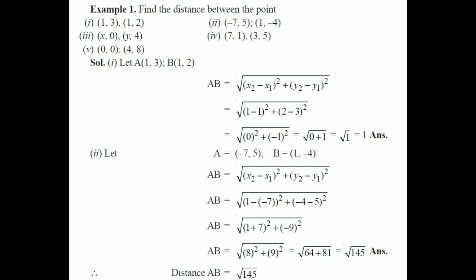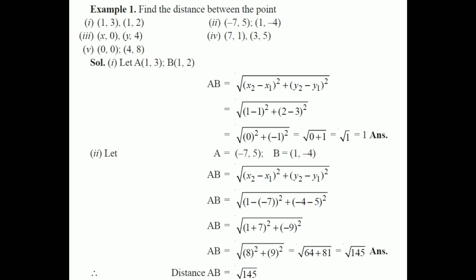minus y1) whole square. The values x2 minus x1 means we have to subtract the abscissa of A and B. It is (1 minus 1) whole square plus, similarly, the difference of ordinates of A and B means (2 minus 3) whole square, and total square root. It becomes square root of 0 square plus (minus 1) square, is equal to square root 0 plus 1, that is equal to square root 1, or equal to 1. It means distance AB is 1 unit.